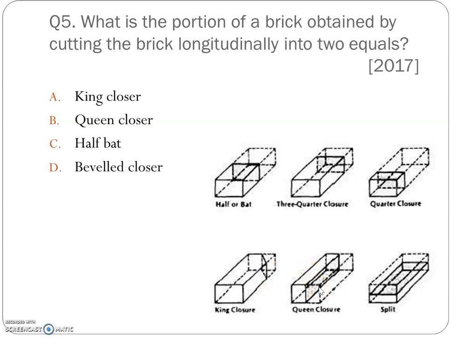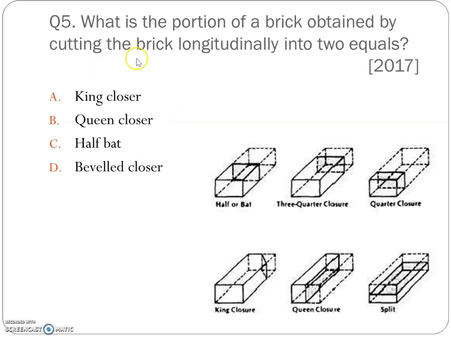And coming to the queen closer, you can see it is cut lengthwise. It is obtained by cutting the brick lengthwise into two portions. So that is queen closer. Okay, so generally either king or queen or half bat is asked, and sometimes beveled closer is also asked. Beveled closer means the half width is maintained at one end and the full width is maintained at the other end. So that is all for these options, the explanation for the same.